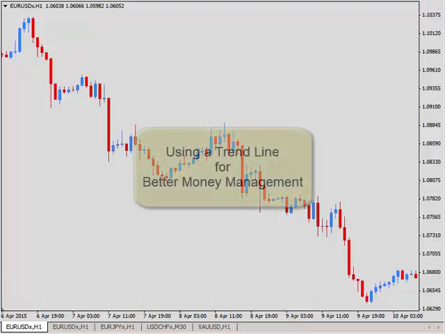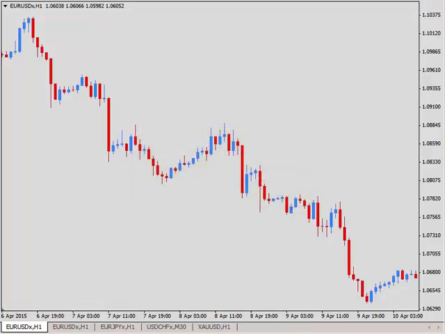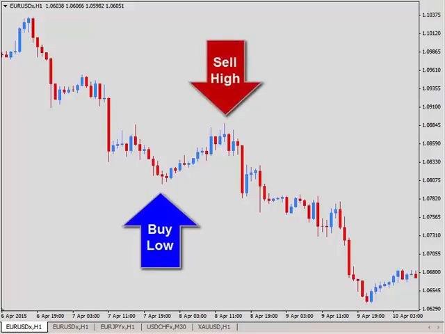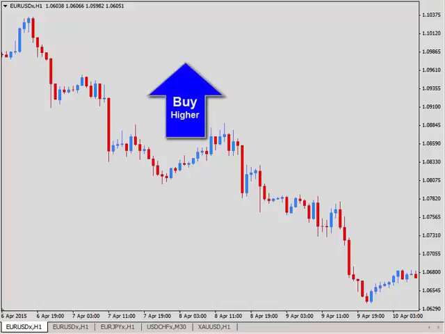In today's video, we're going to discuss using a trend line to get better money management. Now, how do you go about doing that? Well, we've often heard it said that it's best to buy low and sell high. We all try to do that, but the tendency is we tend to buy higher and sell lower.